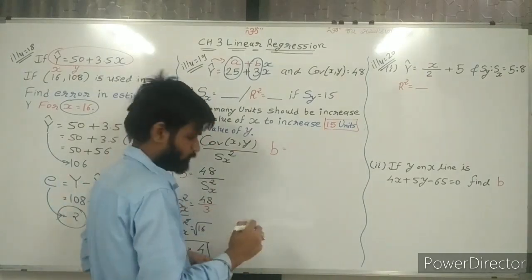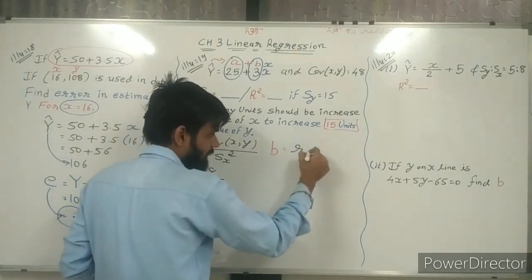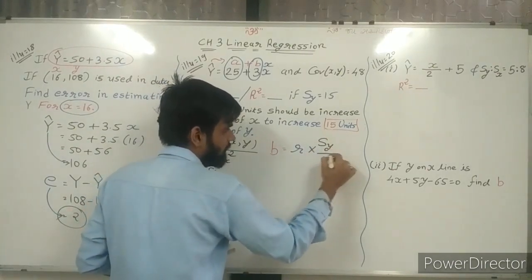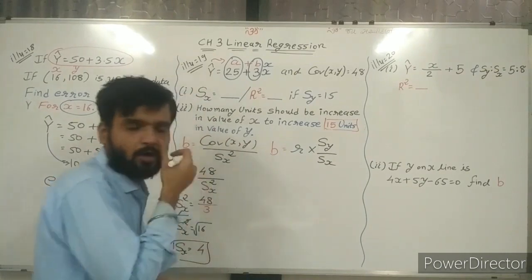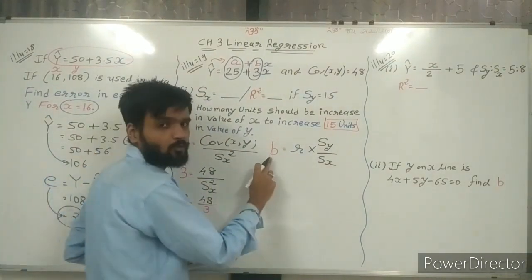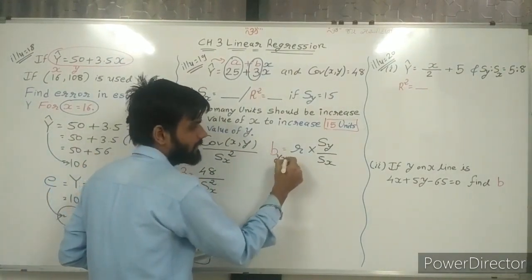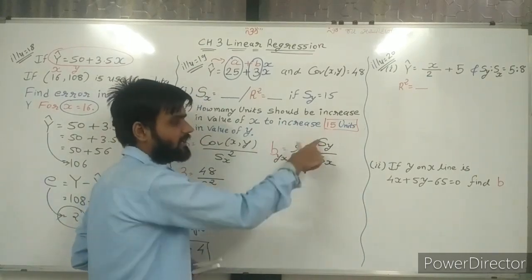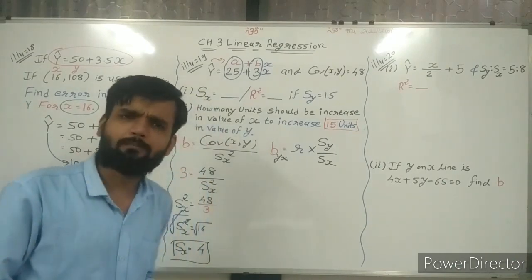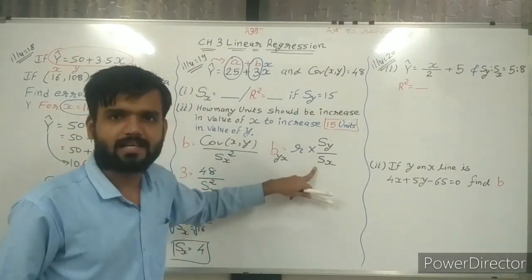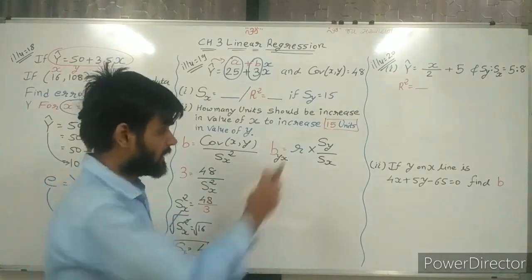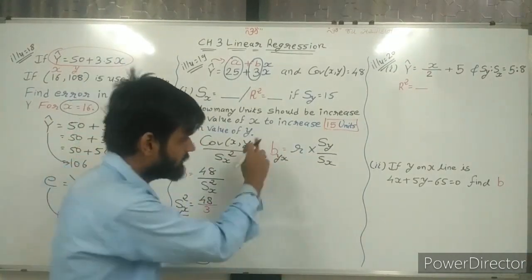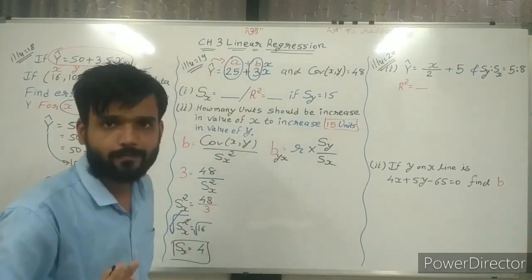So b is equal to r into Sy upon Sx. So how can we say here what b is? b, y depends on x. x is the base, so x is in the denominator, y in the numerator. Simple. So Sy upon Sx multiplied with r. Here there is no square. Always remember, in this formula there is no square.